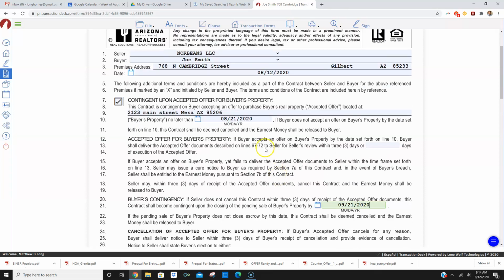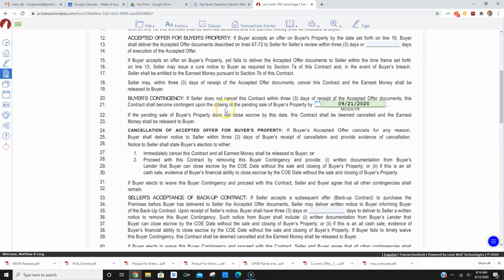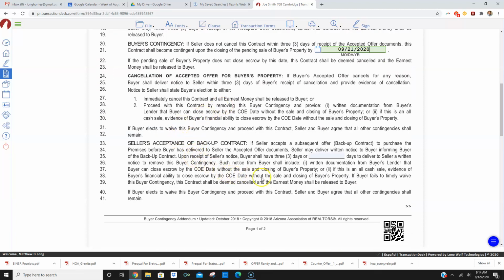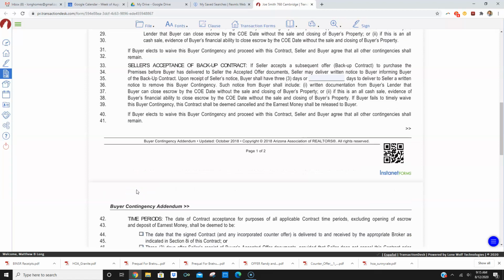So in short, this means in these 10 days, if your seller of Cambridge gets an offer that they like better, ideally it would not be contingent, they can tell you, hey, we have a better offer. You've got 3 days to tell us if you're going to move forward and waive this contingency. If you're not, we're going to cancel you and take this other offer. If the buyer elects to waive this buyer contingency and proceed, seller and buyer agree that all other contingencies shall remain. So that's a copycat of this sentence, just making sure all of that normal stuff stays in play.